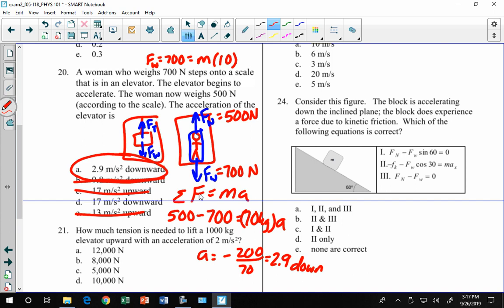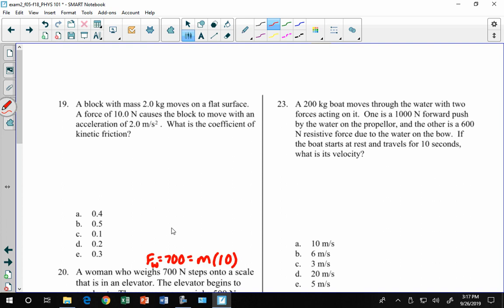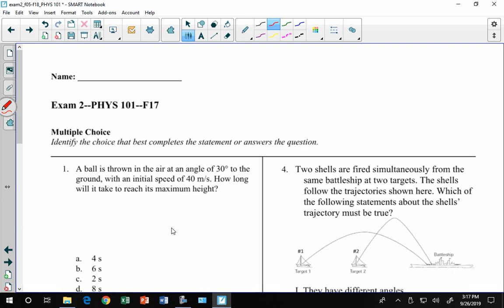What test is this from? Huh? What test is this from? Oh, I think this was 17. Let's see. Yeah, fall 17.